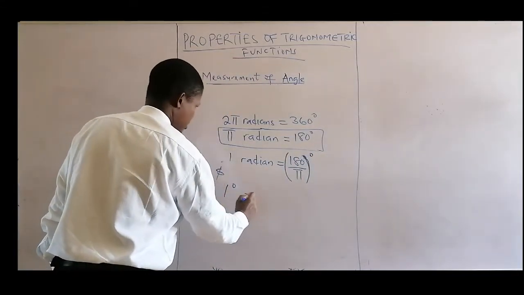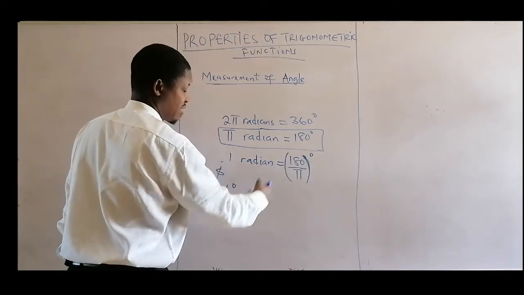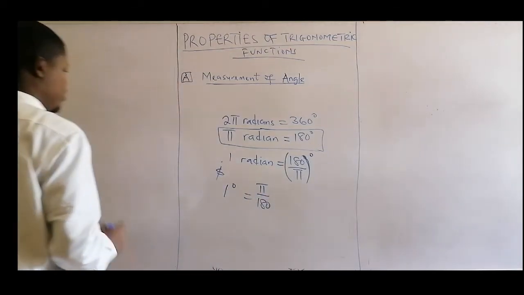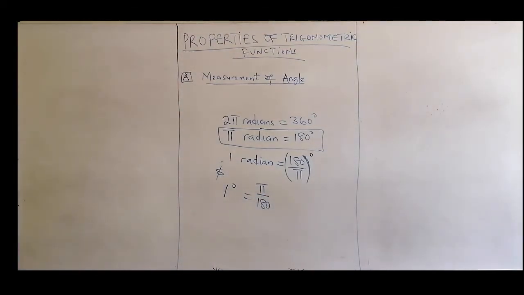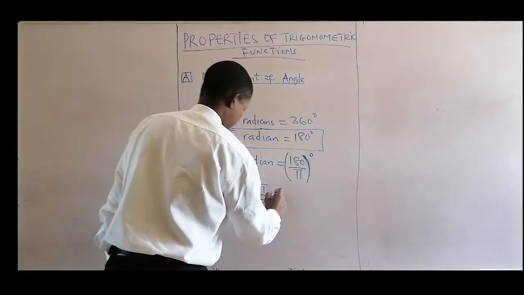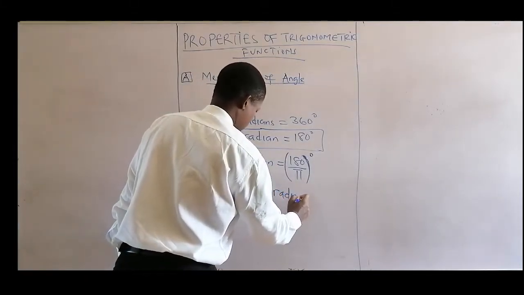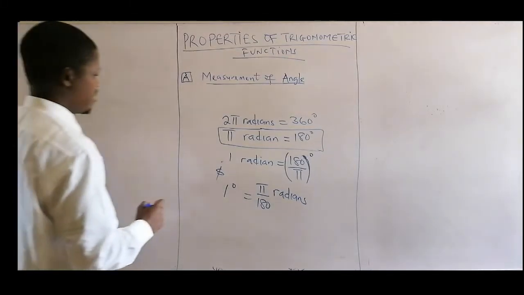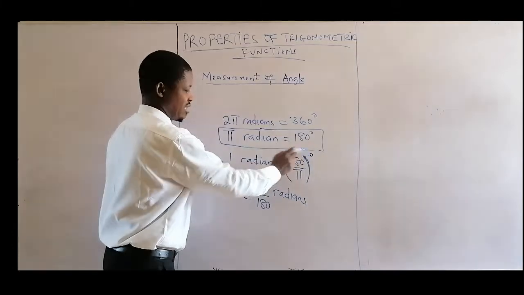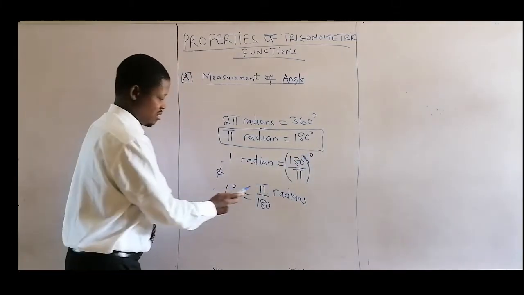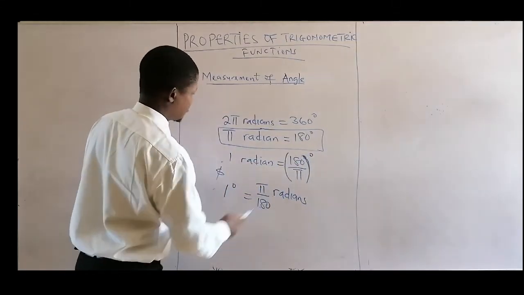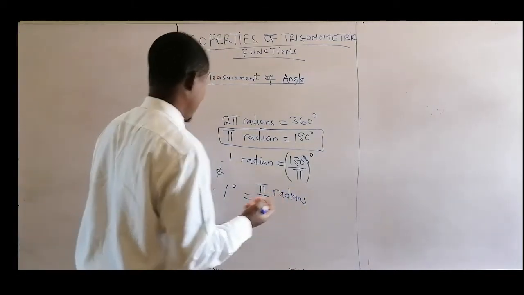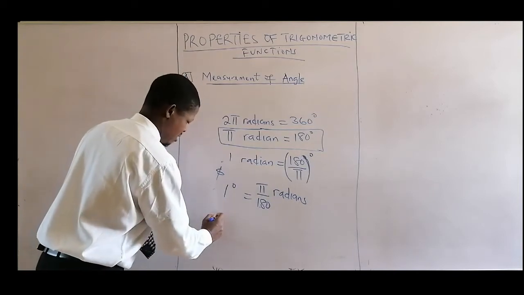And 1 degree is just the opposite, the reverse of this. That's pi over 180. 1 degree is equal to pi over 180 radians. Okay, so that's the relationship. So 1 radian is 180 over pi degrees, and 1 degree is pi over 180 radians.